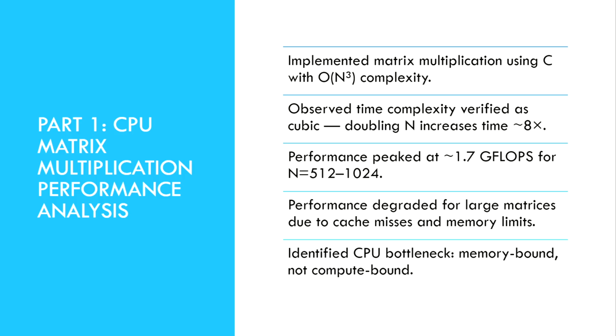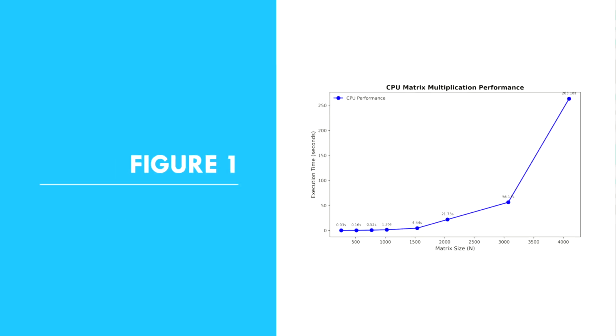The performance peaked at nearly 1.7 gigaflops for n equals 512 to 1024. The performance degraded for large matrices due to cache misses and memory limits. We identified that the CPU bottleneck was memory bound, not compute bound. Figure 1 shows the plot between the execution time and the matrix size n.